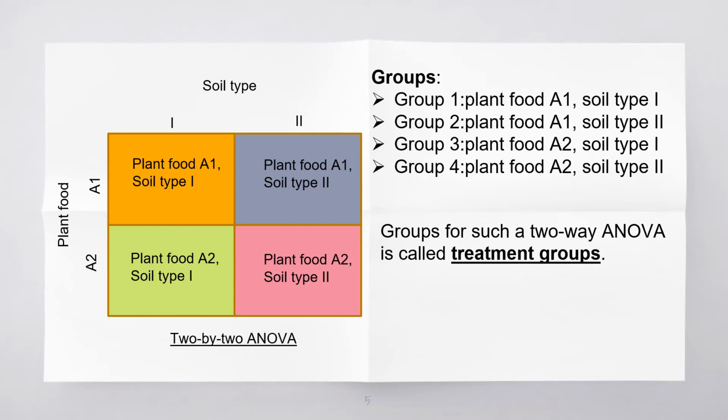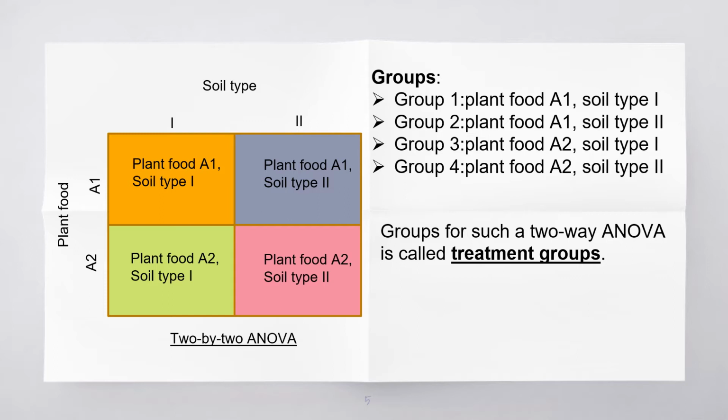Groups for such a two-way ANOVA are called treatment groups. Treatment groups are formed by making all possible combinations of the two factors. Just like in our example, the first factor has two levels and the second factor also has two levels. Then, there will be 2 times 2 is equal to 4 different treatment groups. This is a 2 by 2 kind of two-way ANOVA, or 2 by 2 ANOVA.